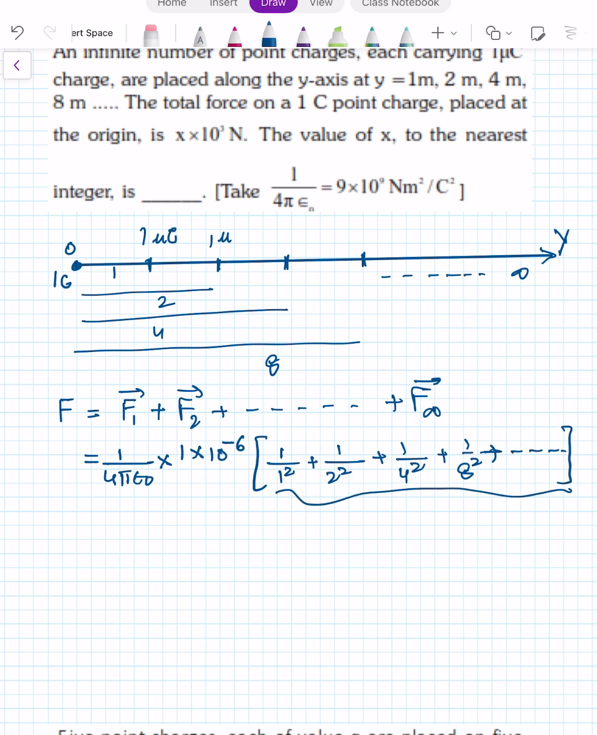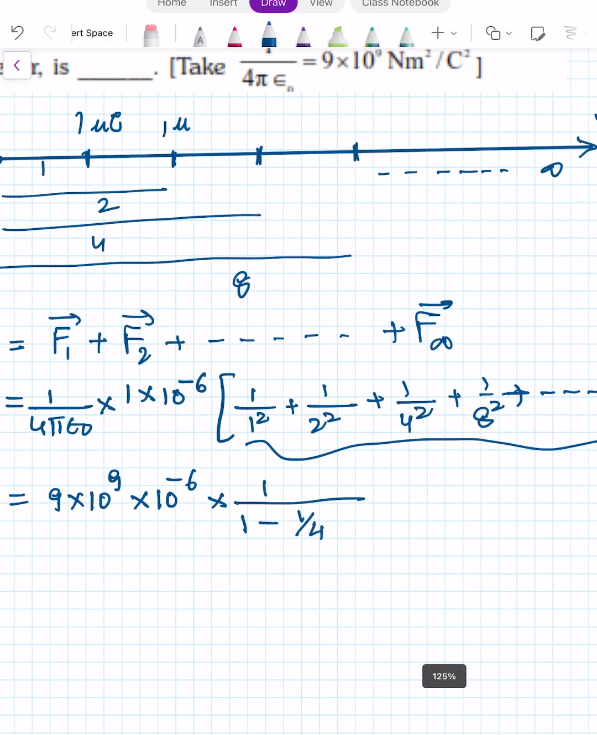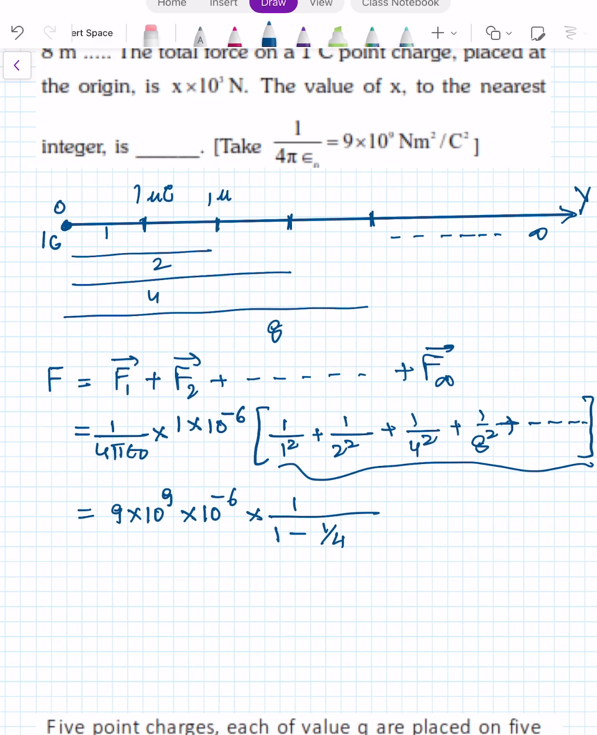Now this is an infinite GP with common ratio 1 by 4: 1, 1 by 4, 1 by 16, 1 by 64. So we are going to have 9 into 10 to the power 9, into 10 to the power minus 6, into the sum of the infinite GP, a upon 1 minus the common ratio, 1 by 4. It will become 4 by 3. 4 by 3 means it will become 3 into 4 into 10 to the power 3, that is 12 into 10 to the power 3 newton.